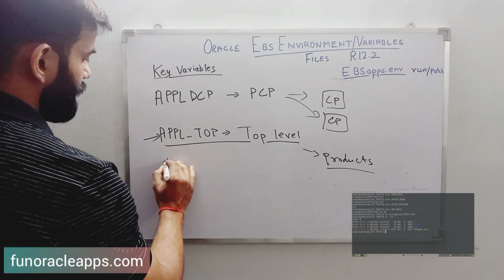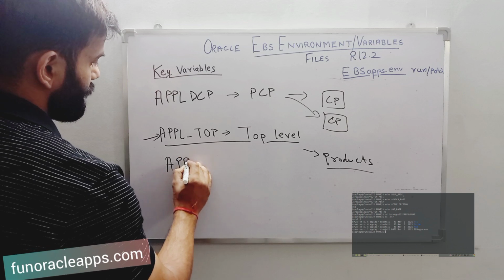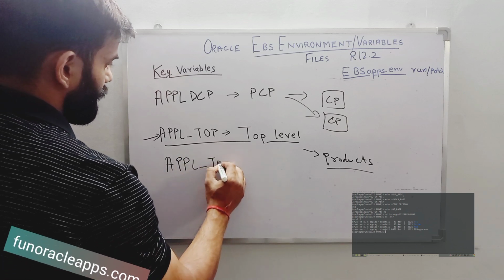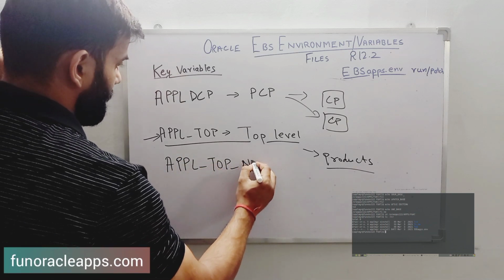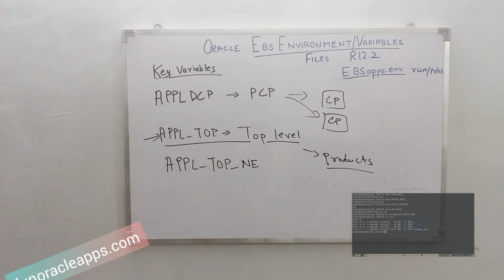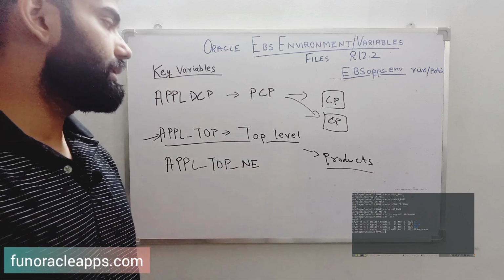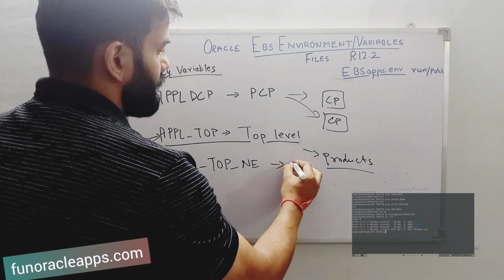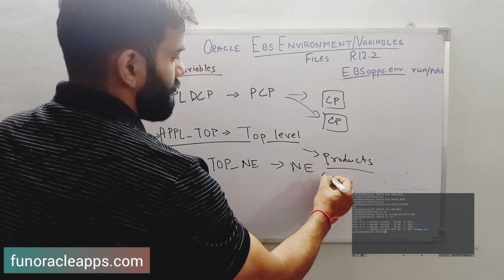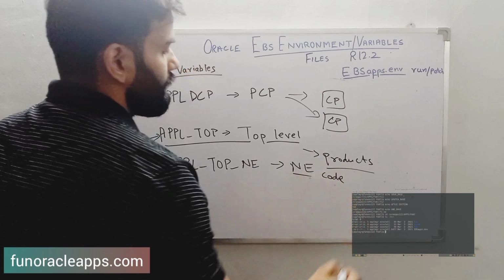Then you have, in R12.2, because we are in R12.2, APPL_TOP_NE. That is the APPL_TOP location, the top level directory, where the non-edition level code is installed and available. So this will point to the non-edition file system.